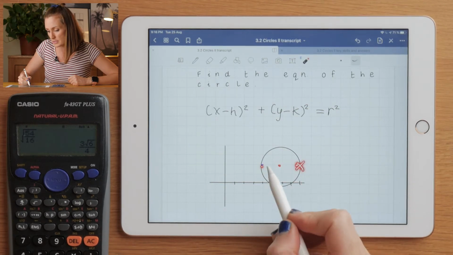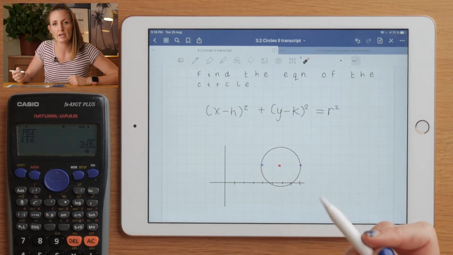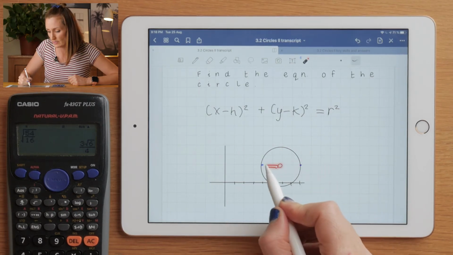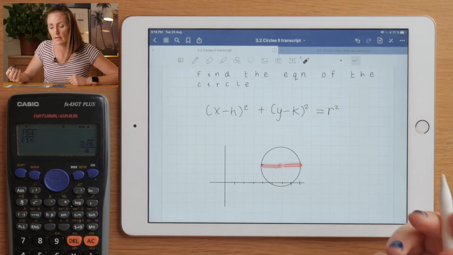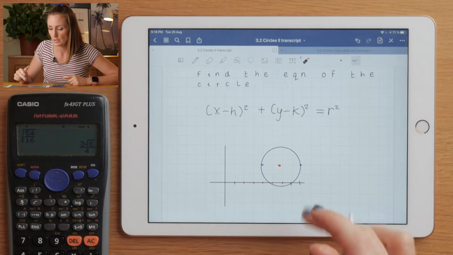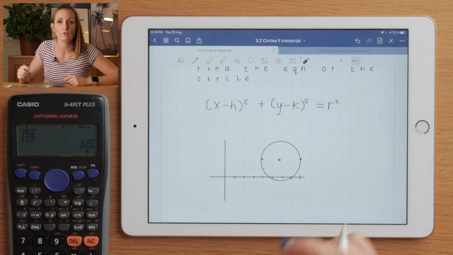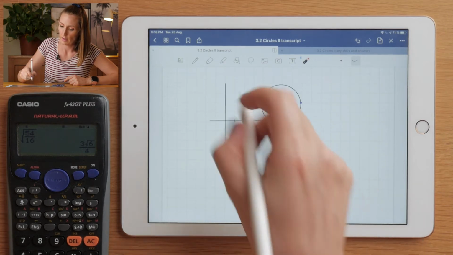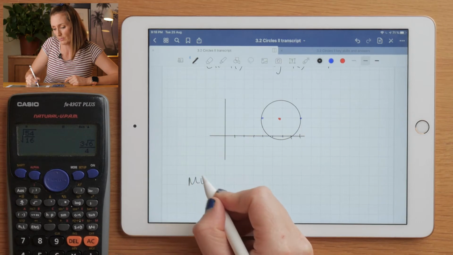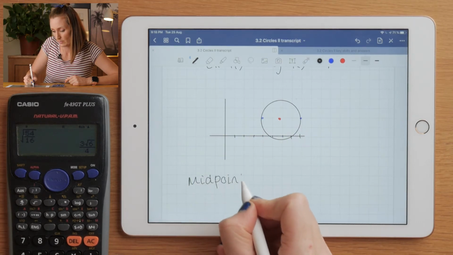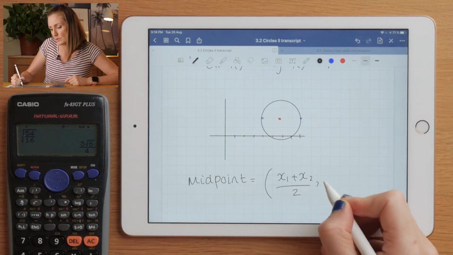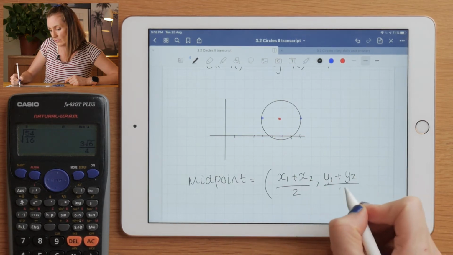Because of the property that the radius needs to be equidistant, the center needs to be the same distance from this side as this side. The center needs to be perfectly in the middle of the 2 endpoints of the diameter. So you can simply use your midpoint formula that you've already learned in the equation of the line mini-series. Let's just recap briefly what your midpoint formula is. The midpoint is when you add the x coordinates together and divide by 2, and you add the y coordinates together and divide by 2.